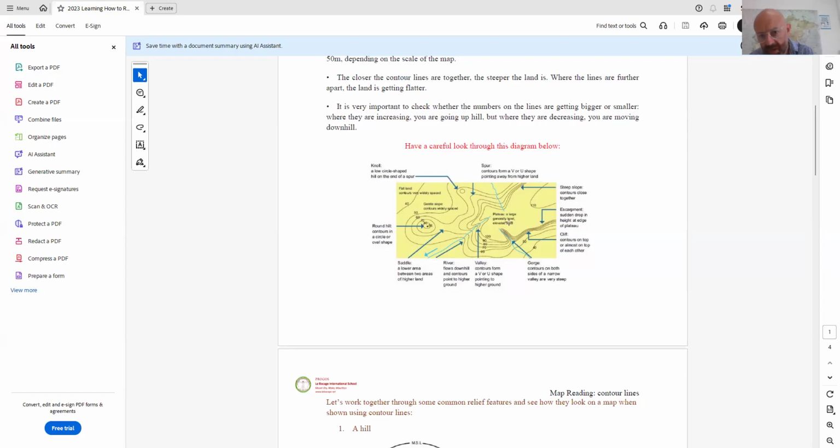We've got a river here, and the contour lines are pointing backwards. That helps us to identify that that's a river valley. And the contour lines always point to the source. So just by looking at this river here where my cursor is, we know that the river is running downhill, more towards the north. So it's running towards the north because the contour lines are pointing towards the source.